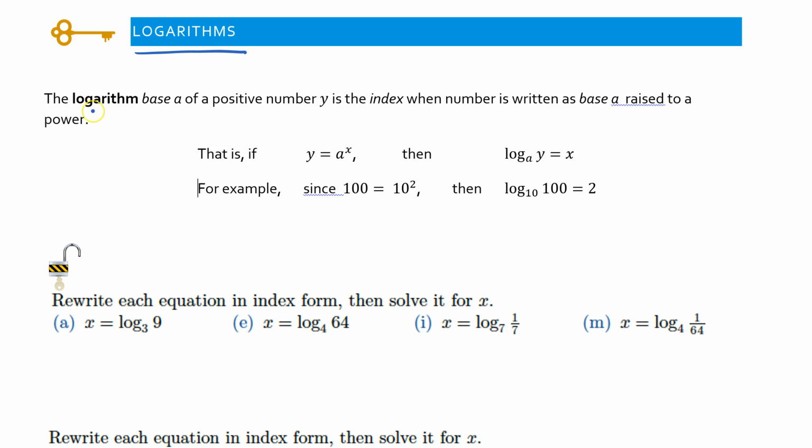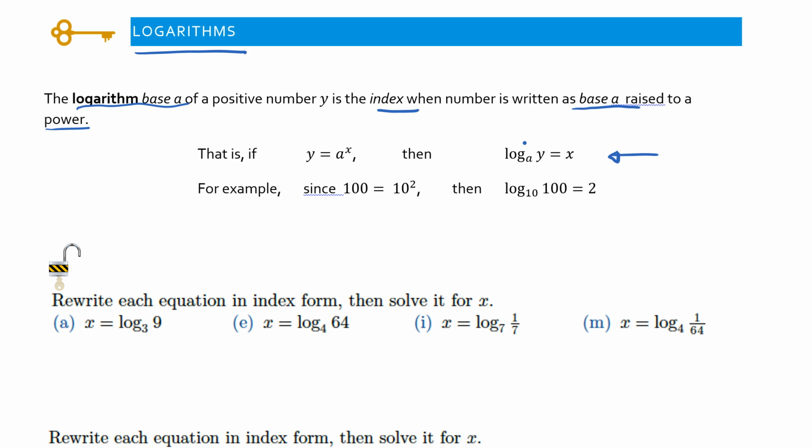So the word description is that the log base a of a positive number y is the index when the number is written as base a raised to a power. How's that for a mouthful? It looks a lot more succinct when you write it mathematically. So if y equals a to the x, then x is equal to log base a of y.